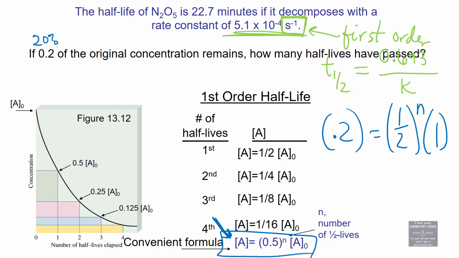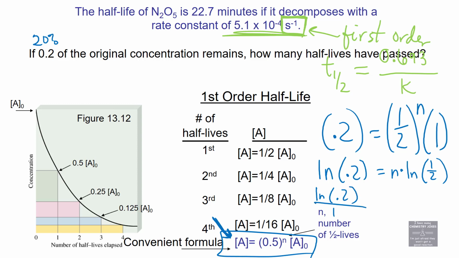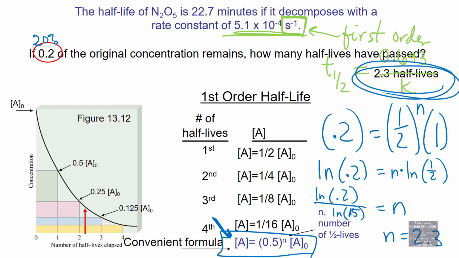So how do I solve for n? Anytime you have an exponent, you can solve that with logarithms or natural logarithms. ln of 0.2 equals n times ln of 1/2, and the reason I do that is because I can pull n out front as a coefficient. So ln of 0.2 divided by ln of 0.5, that's 1/2, right, equals n. Solve for n equals 2.3. 2.3 half-lives have passed.